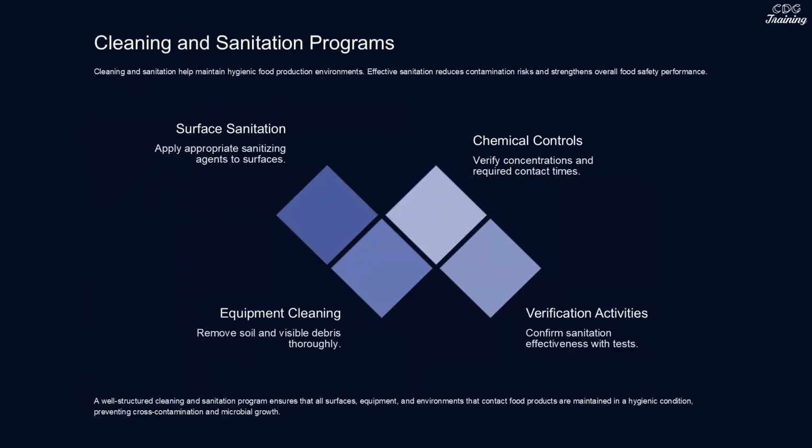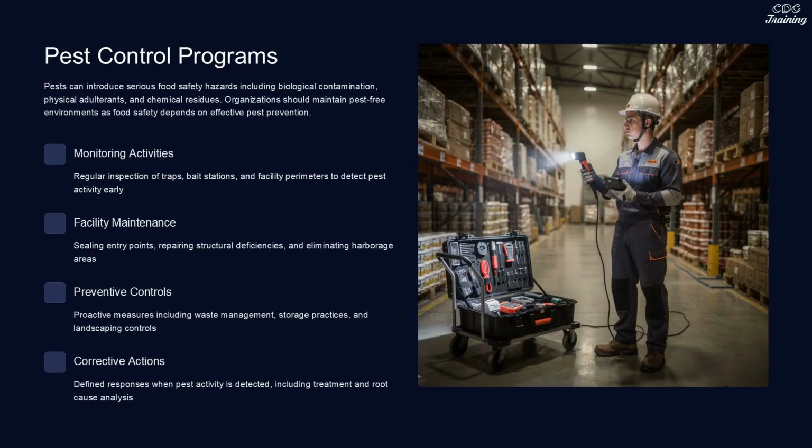Cleaning and sanitation programs maintain hygienic food production environments. They involve surface sanitation, chemical controls, equipment cleaning, and verification activities to reduce contamination risks. Pest control programs are essential for preventing food safety hazards. They involve monitoring activities, facility maintenance, preventive controls, and corrective actions to maintain pest-free environments.